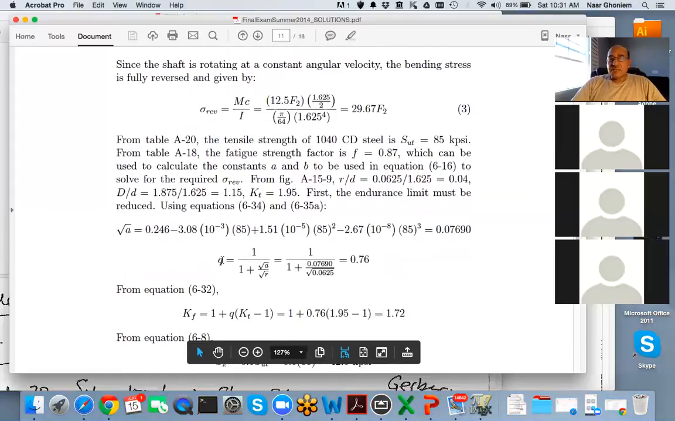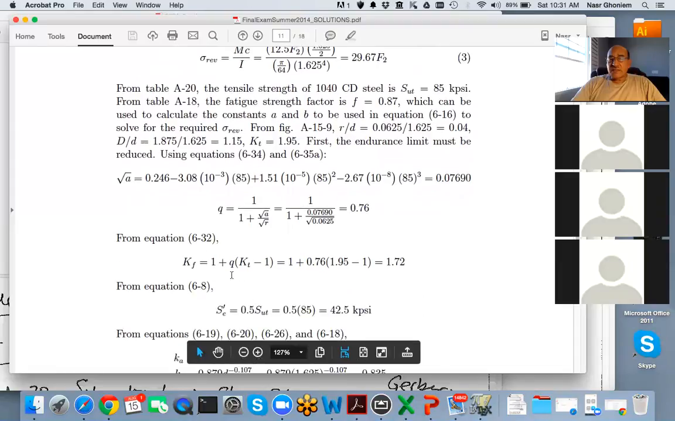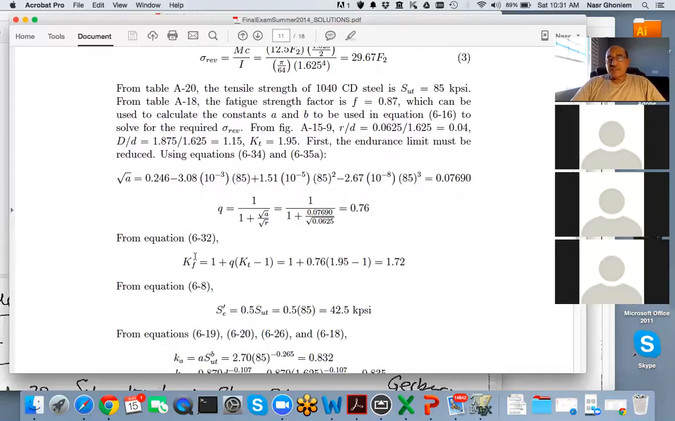So Q, we have an empirical equation in terms of this square root of A, and therefore when we compute it, we get 0.76. So 0.76, when we use it in the definition of the notch sensitivity factor, we convert the steady stress concentration factor, which is 1.95, to a fatigue stress concentration factor, and that conversion gives us 1.72. If you are stressed in time, just forget about the notch sensitivity factor. You say, well, I assume it is 0.8 or 0.9, and therefore I get that fatigue stress concentration factor to be such and such. So that's okay.